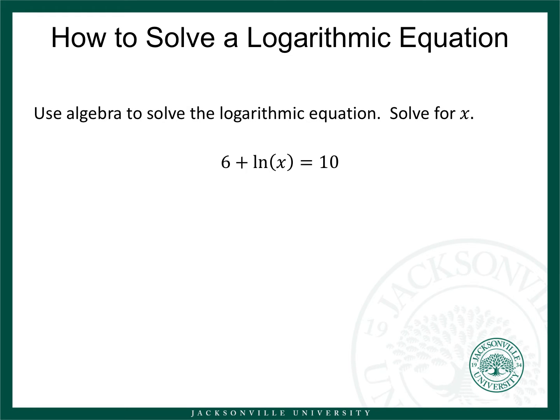Now let's take a look at how to solve logarithmic equations. So in this problem, we've got 6 plus the natural log of x is equal to 10. First thing I'm going to do here is subtract 6 from both sides. So I've got the natural log of x is equal to 4. And then now I'm going to use the definition of a natural log.